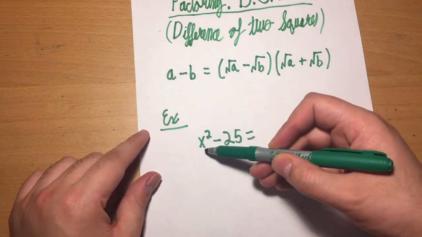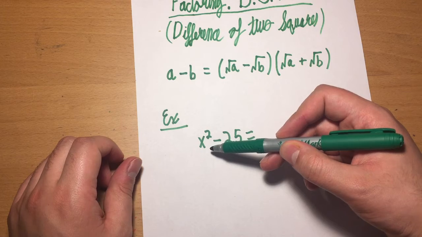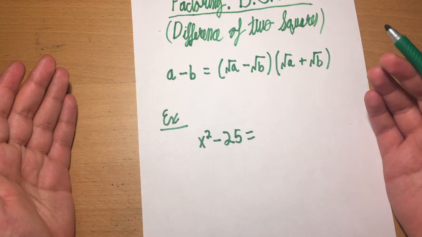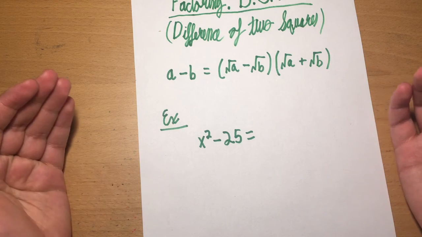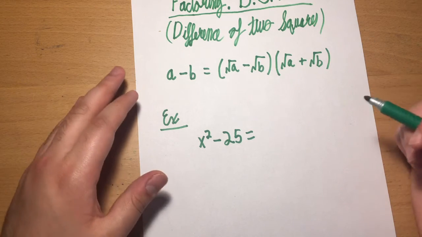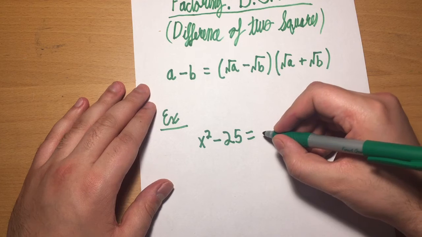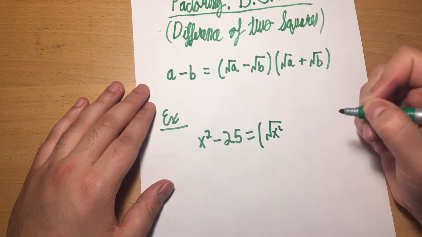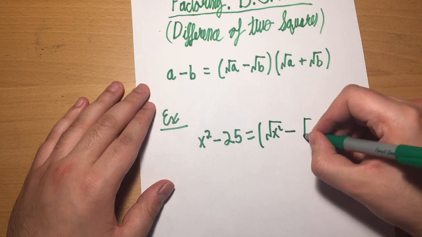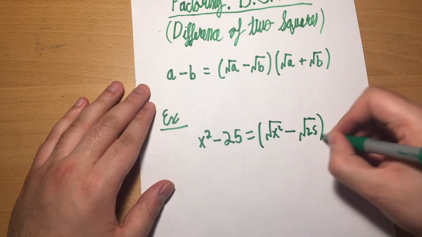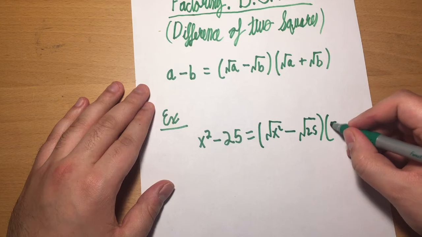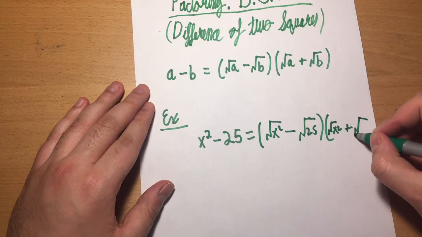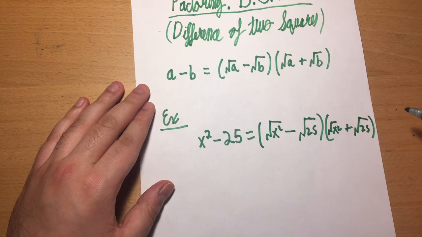So we have something minus something else. We have x squared minus 25. Both of them happen to be perfect squares, so difference of two squares works fine for this particular question. We're going to do square root of x squared minus square root of 25, times square root of x squared plus square root of 25.